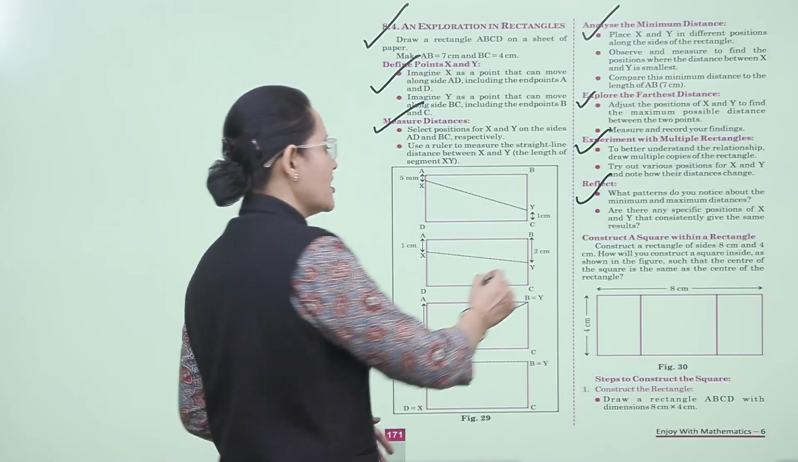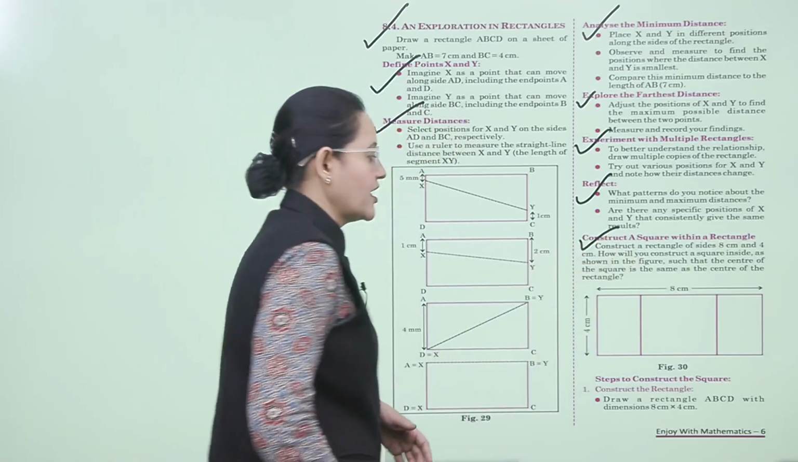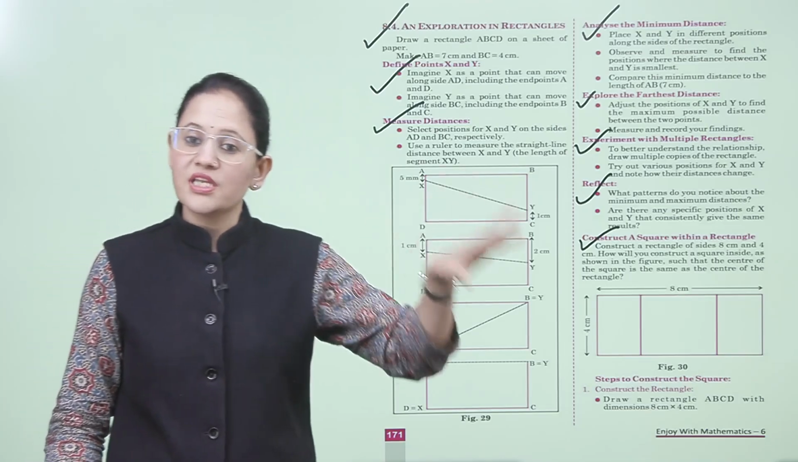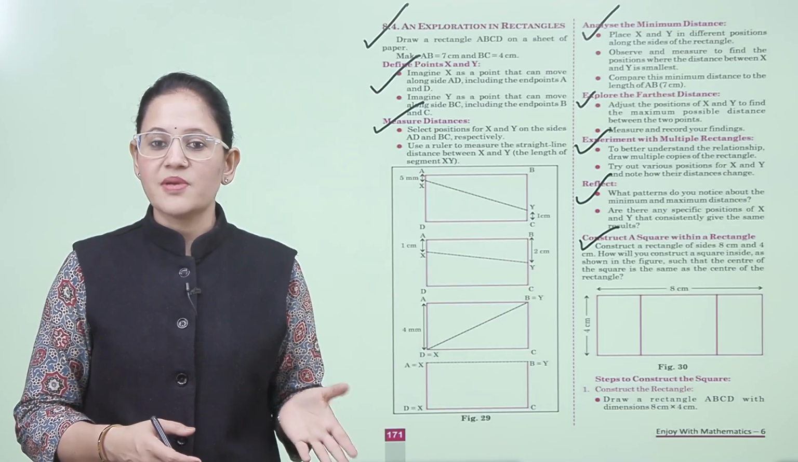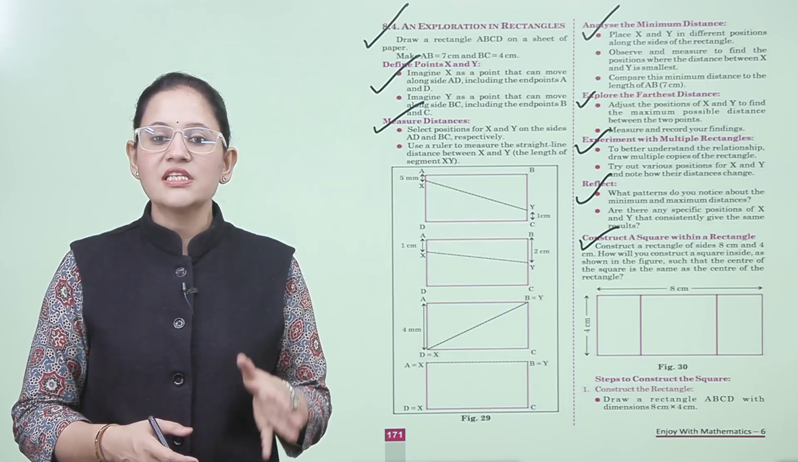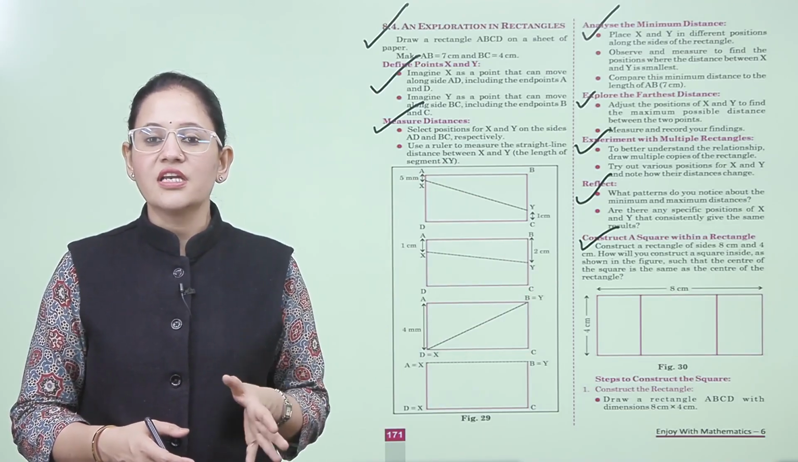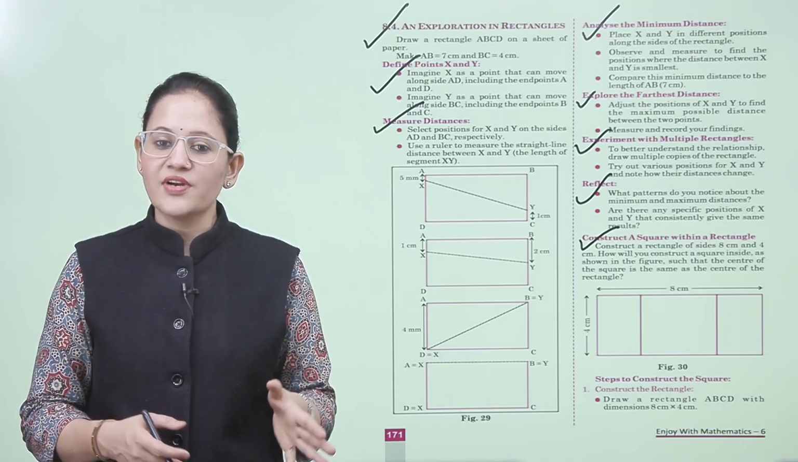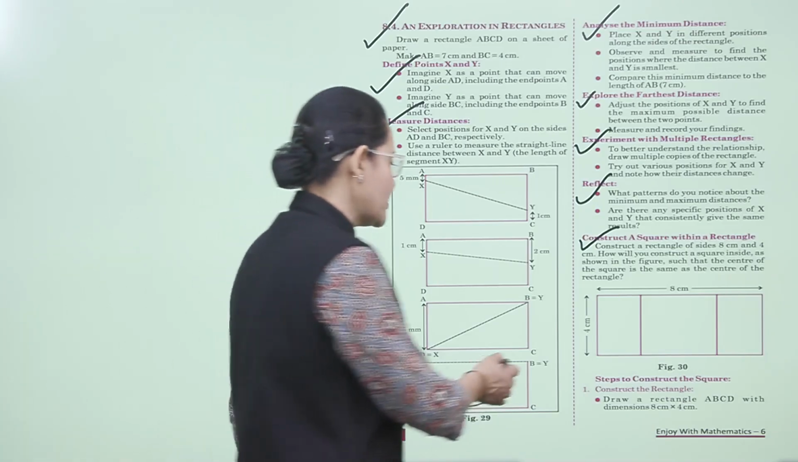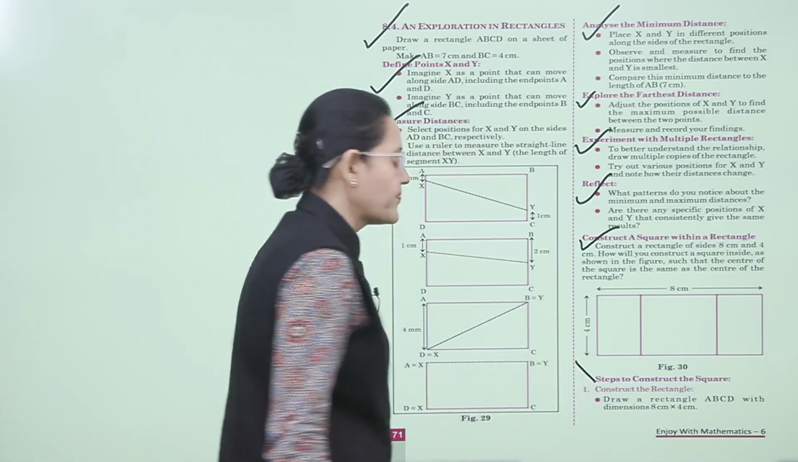Next is construct a square within a rectangle. So, we have to construct a square within a rectangle. Construct a rectangle of sides 8 cm and 4 cm. How will you construct the square inside, shown in the figure, such that the center of the square is the same as the center of the rectangle? So, these are the steps for construction.